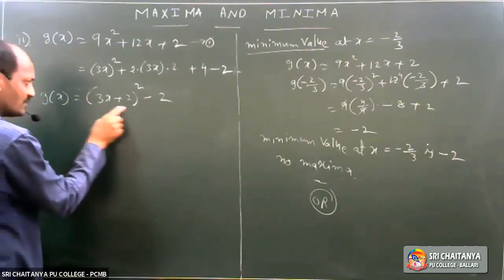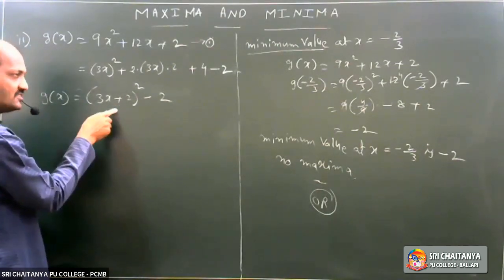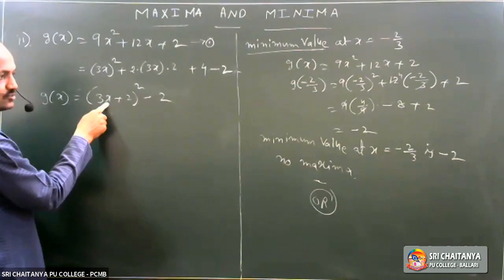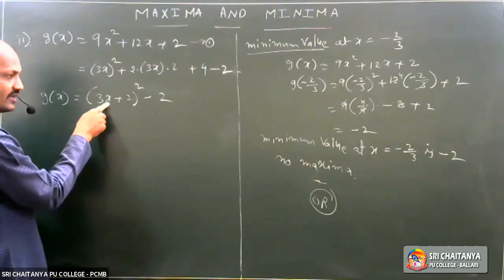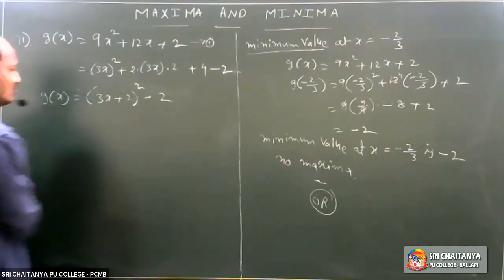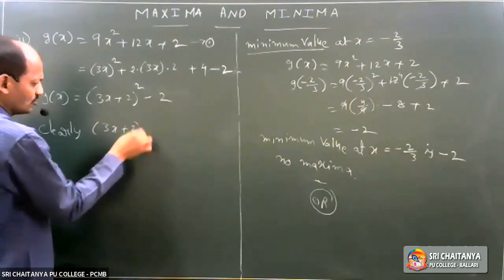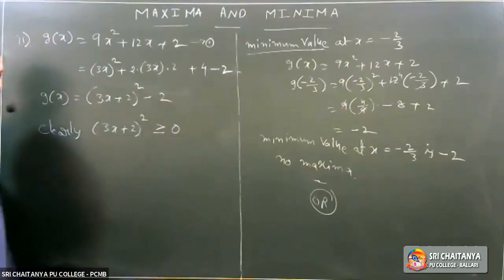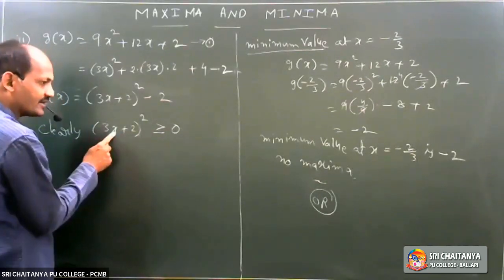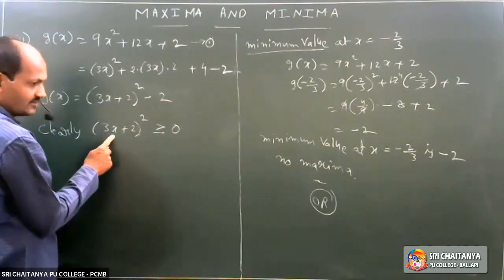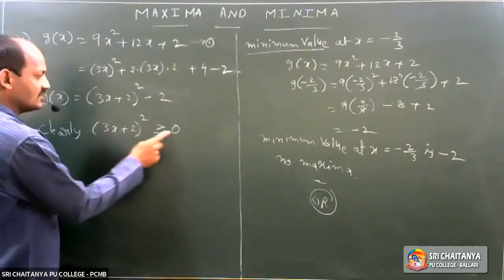Clearly, this 3x plus 2 whole square is always positive. It is 0 at x equal to minus 2 by 3. For the remaining other values, it is greater than 0. So clearly 3x plus 2 whole square is greater than or equal to 0. At any x value it is greater than 0, except at x equal to minus 2 by 3, where it is 0.